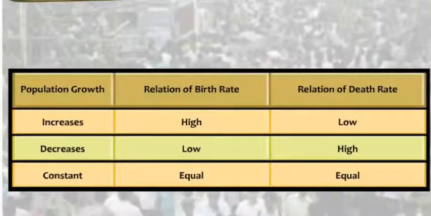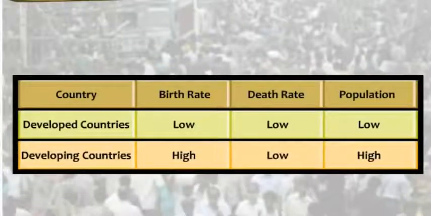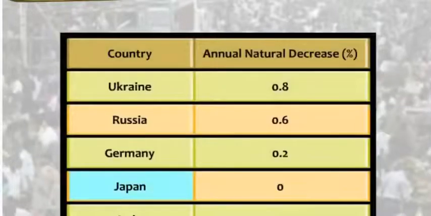So these are the factors which affect population. We can see developed countries have low birth rate, low death rate, and low population growth, and developing countries have high birth rate, low death rate, and so you can see the natural increase.